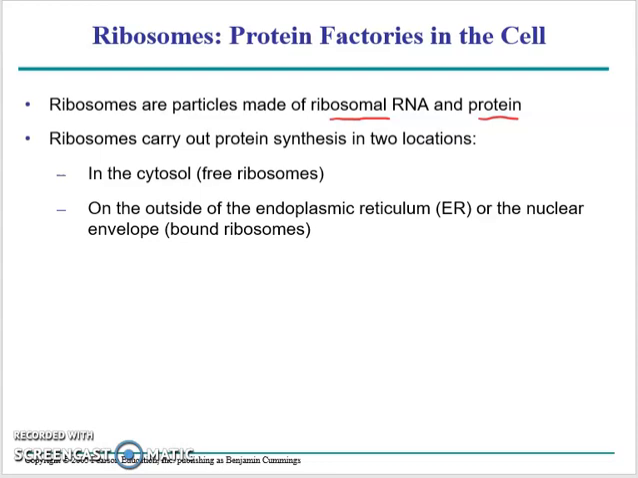So ribosomes carry out protein synthesis in two locations. In other words, they're actually putting the proteins together. They're the ones that construct it. That happens in the cytosol, which is the liquid on the inside of the cell, and on the outside of what's called the endoplasmic reticulum. So there's your Words with Friends word for today. The ER, or also the nuclear envelope, which would be basically the nuclear membrane. We call these bound ribosomes because they're attached to a membrane. The free ribosomes are just floating around in the cytosol.